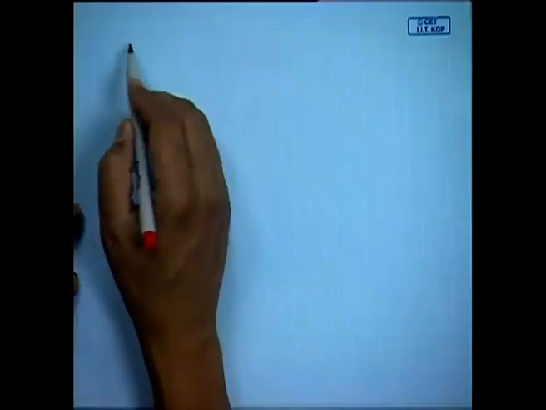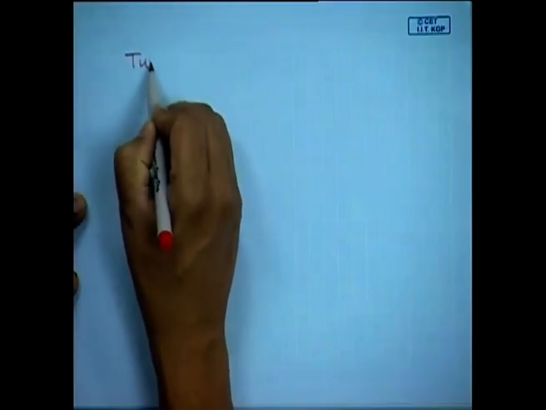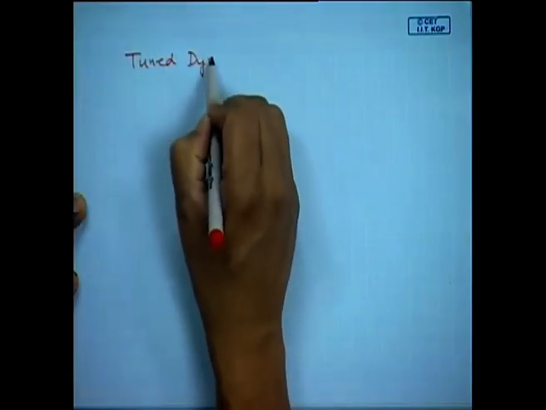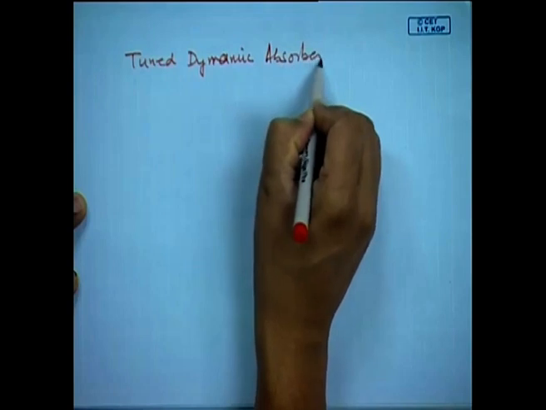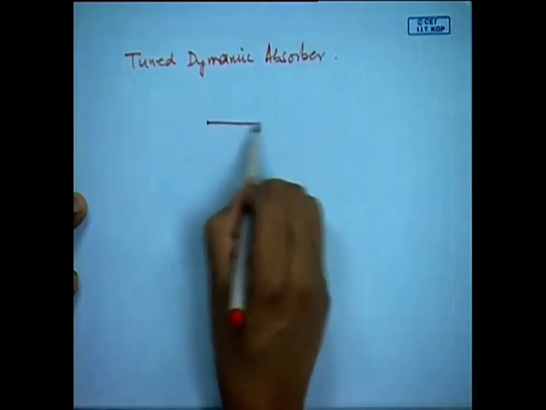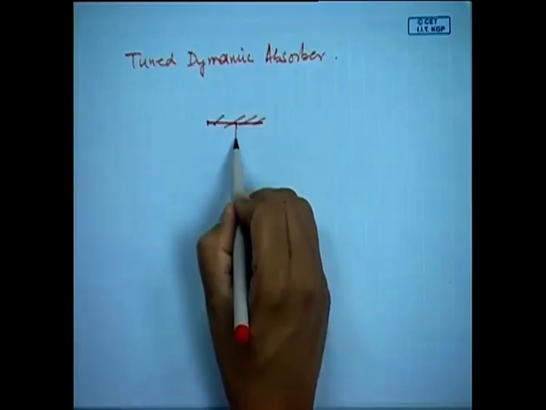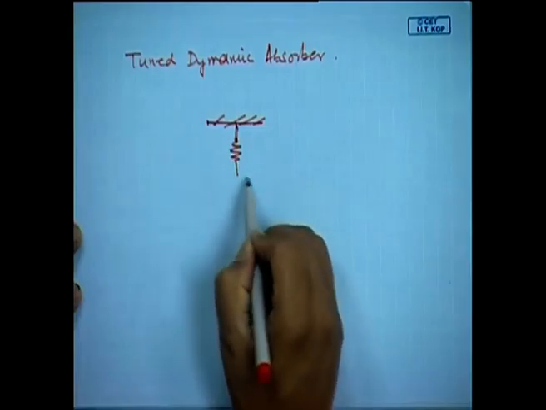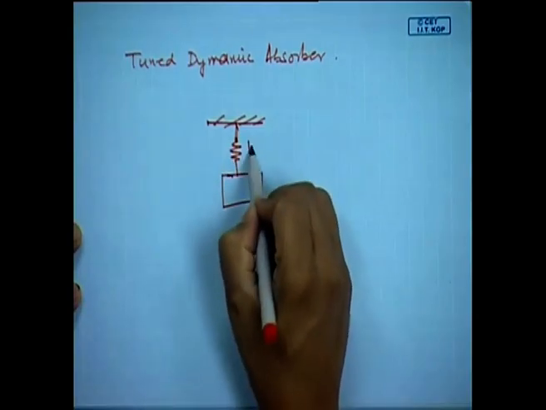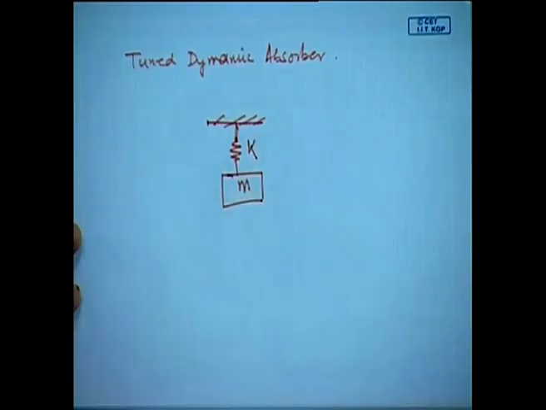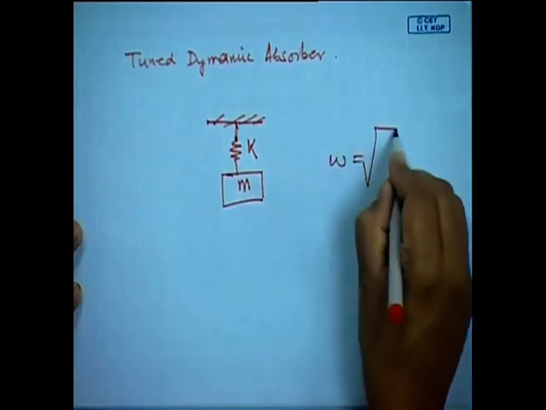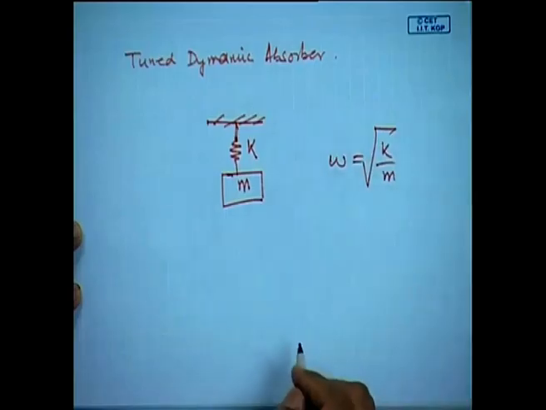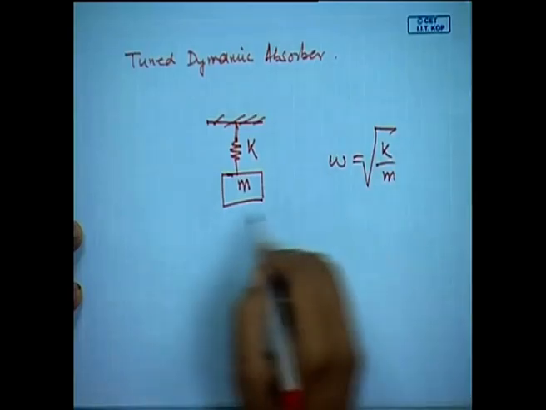Another application of vibration is this tuned dynamic absorber. What happens? Suppose I have a body which has a mass m and stiffness k. So, omega is equal to root over k by m. This is the primary, this is its natural frequency, and this is the primary mass.